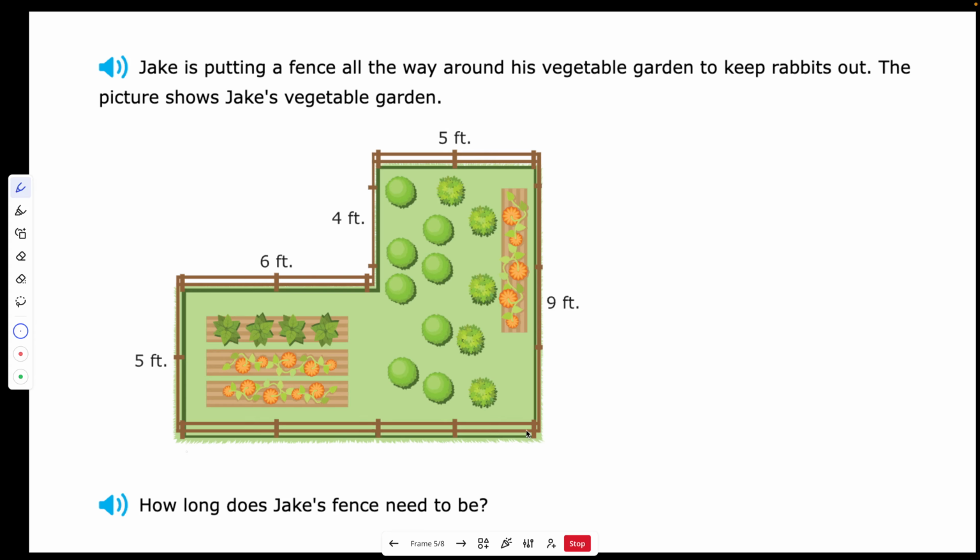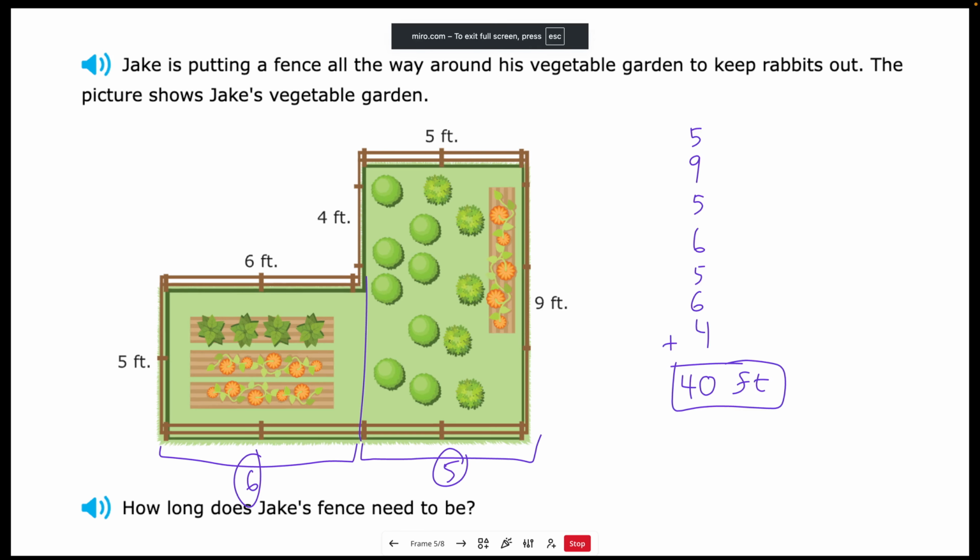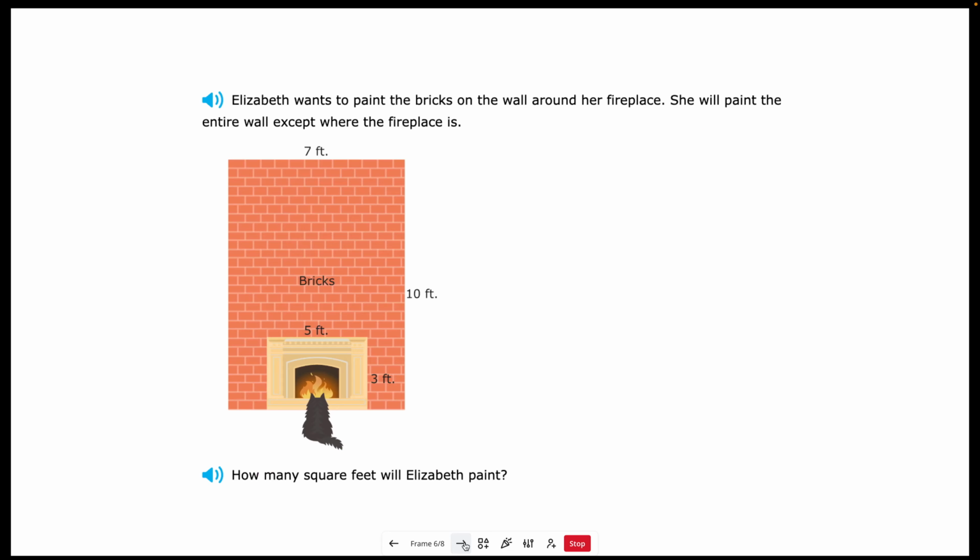So to find that side, we're going to take a similar idea. We're going to split this. Because now I know that from here to here is 6, because the opposite side is also 6. And I know that from here to here is, according to the opposite side, 5. So now, to find perimeter, we just add up all of our numbers on the outside. And when we add up all of our sides, we get the total perimeter is 40 feet.